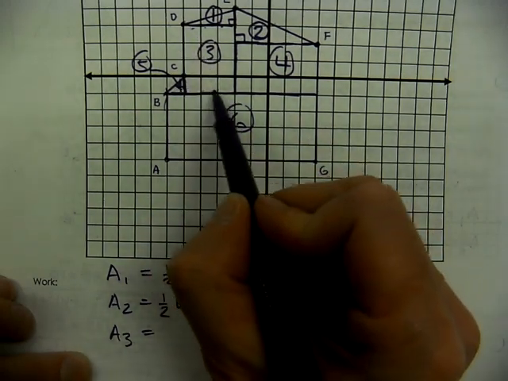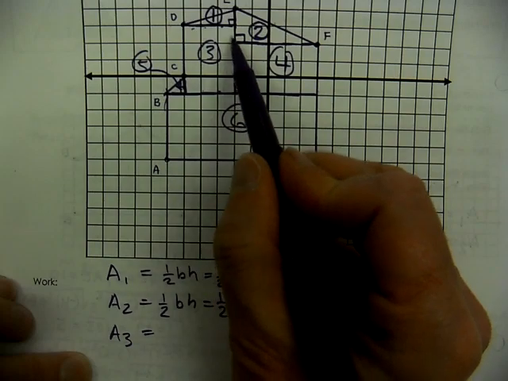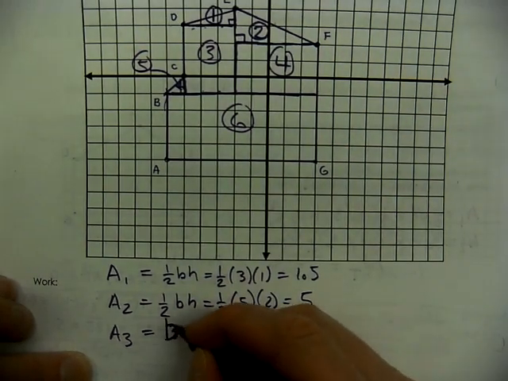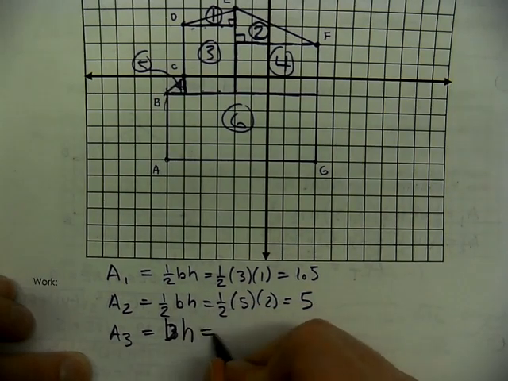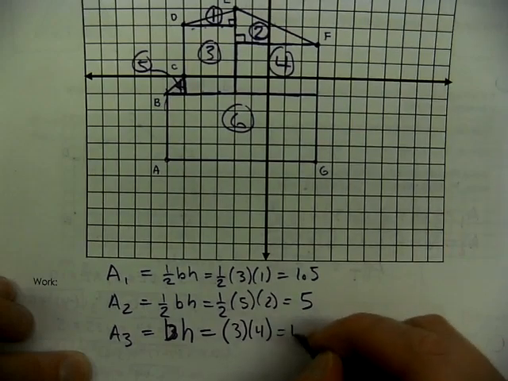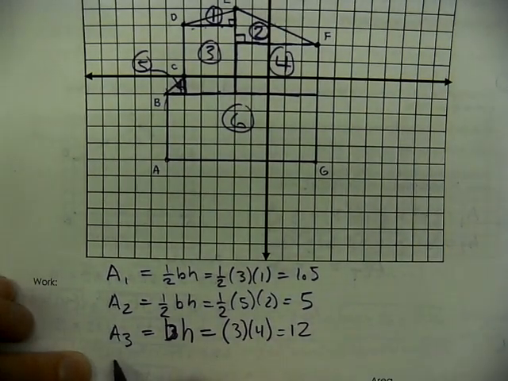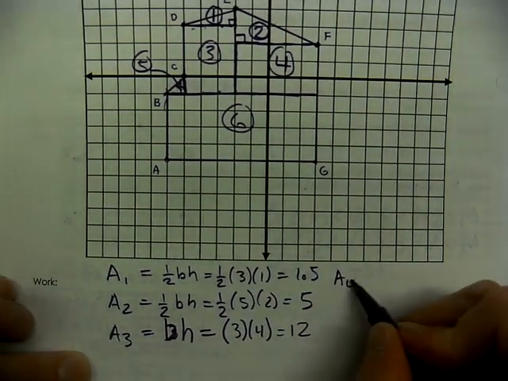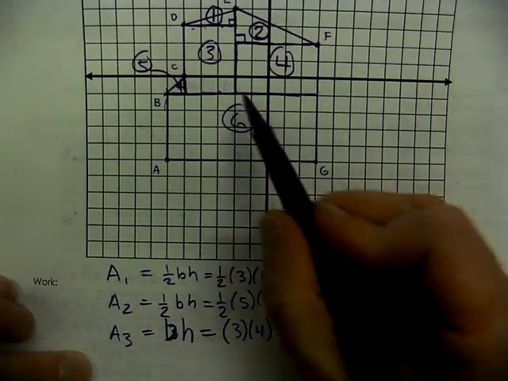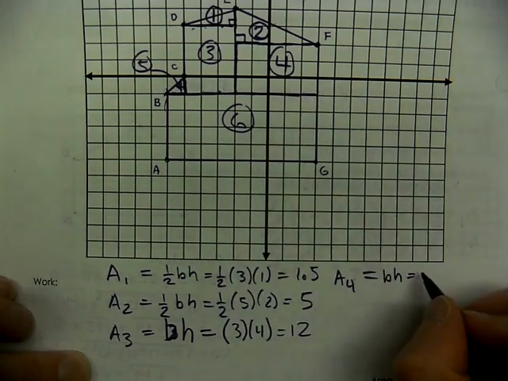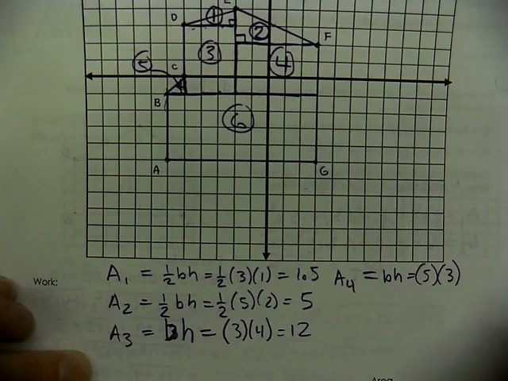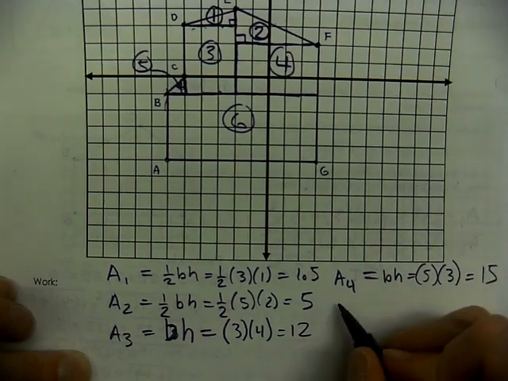Region 3, our base is 1, 2, 3, and the height is 1, 2, 3, 4. I guess I should write the formula first. It is a rectangle, so I'm saying our formula is base times height. So the base is 3, the height is 4. Area of region 4 is a rectangle, base times height again. 1, 2, 3, 4, 5 on the base. 3 on the height, that's 15.